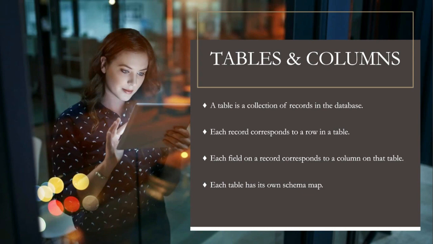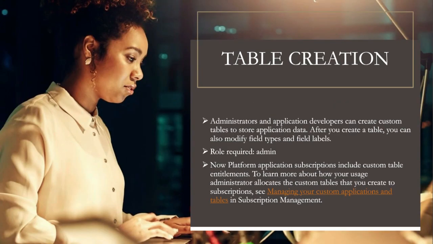So, tables and columns. A table is a collection of records in the database. Each record corresponds to a row in a table. Each field on a record corresponds to a column on that table. Each table has its own schema map. Okay, so let's move further and see how table creation can be done.